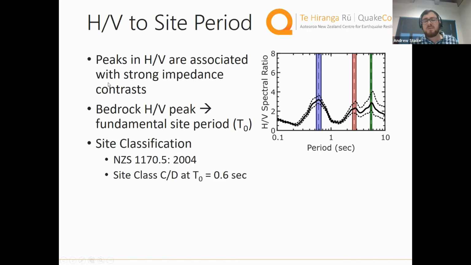Why do we care about this fundamental site period? Well, it directly inputs into our New Zealand building code. In fact, the site classification between a site class C, which is a shallow soil site, versus a site class D, a deep soil site, can in part be determined using this site period measurement. And this cutoff is at 0.6 seconds. Any site period larger than 0.6 seconds is a deep soil site.